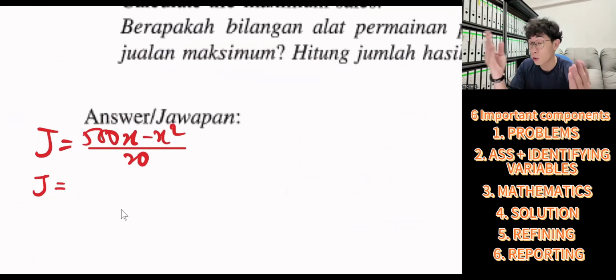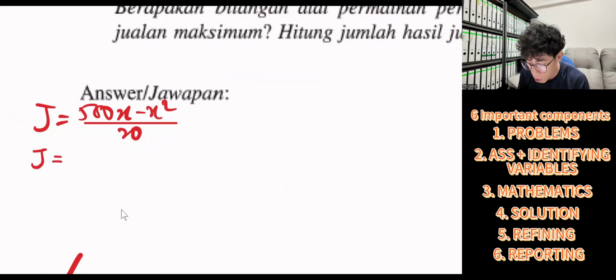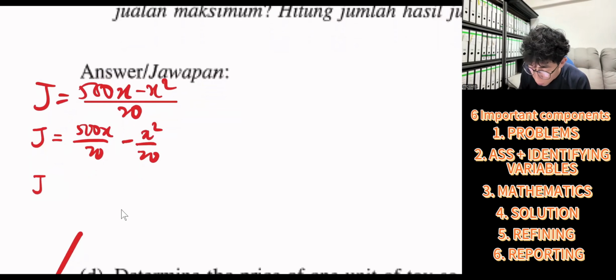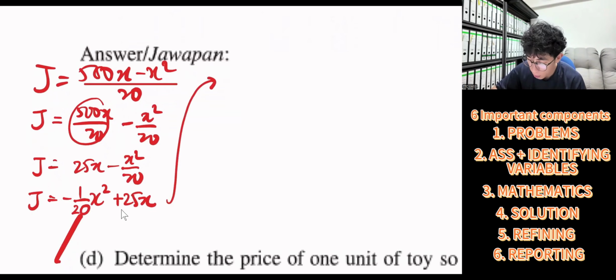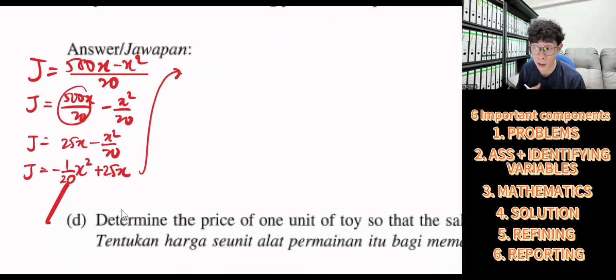So I want to make it into what students mentioned to me, teacher, do you have to change to ax squared plus bx plus c? Yes, because for us, we always do steps 1, 2, 3, 4. Before we get into that step, we have to make sure we have this quadratic stuff first. So 500x over 20 minus x squared over 20. This one, obviously, is 25x. But I will still rewrite it into negative 1 over 20 x squared plus 25x.